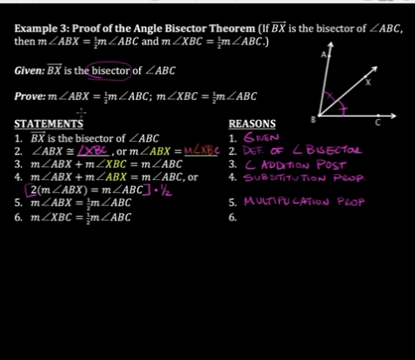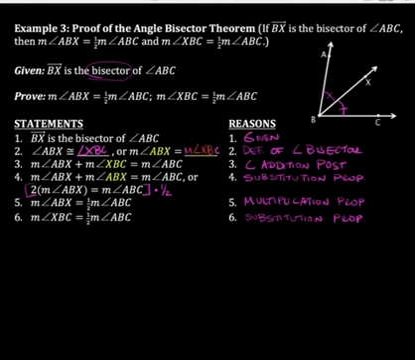Lastly, so that's half of what we were supposed to prove, that the measure of angle ABX is half of the measure of angle ABC. The other thing I was supposed to prove was that the measure of angle XBC is also half the measure of angle ABC. And so that's the statement that I have in number 6. How did I get from 5 to 6? I just put the XBC back in the place of ABX, right? I substituted XBC back in for ABX.